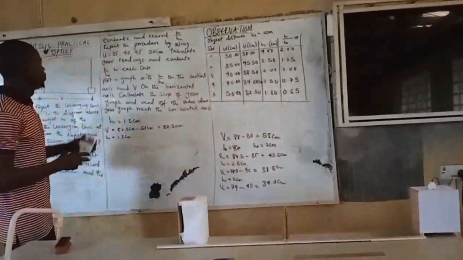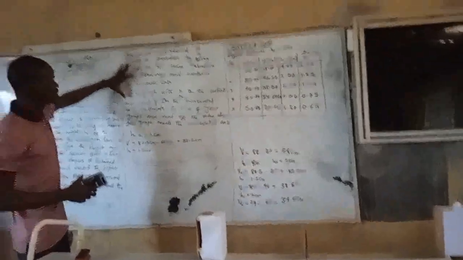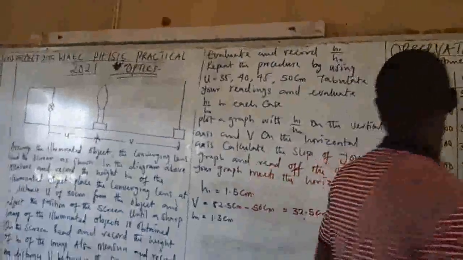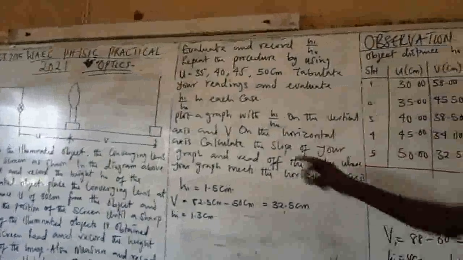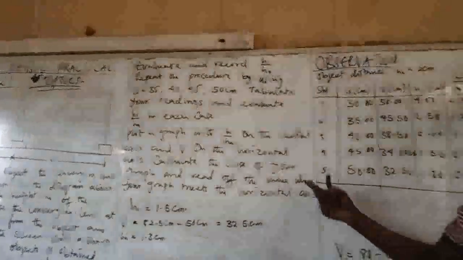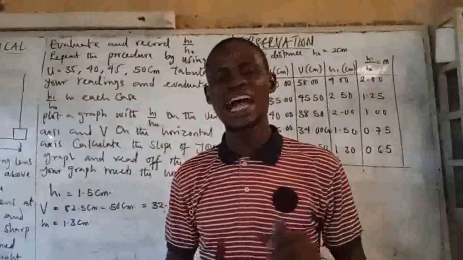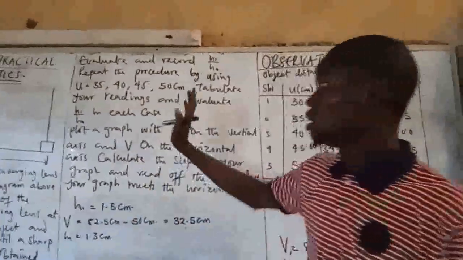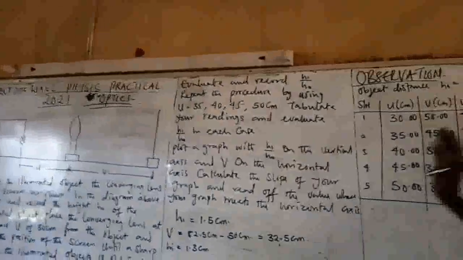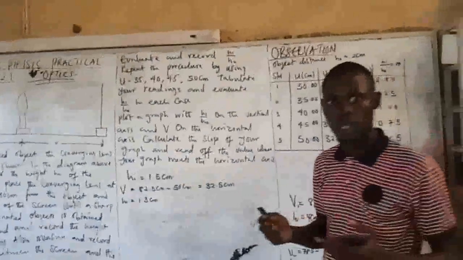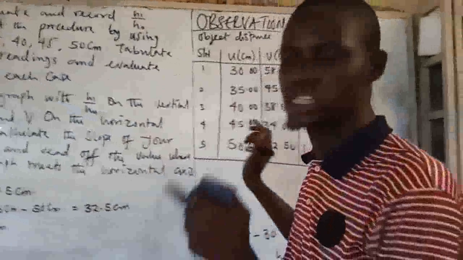Now, we have to repeat the reading. We've done all this. Say, plot a graph of hi over h naught on the vertical axis and v on the horizontal axis. Calculate the slope of your graph. Now, in my next video, we are going to look at how to plot the graph of optics, that means the graph given to us here. How do we plot this graph, and also how do we calculate our slope, and the likely precautions that will be asked in this question.